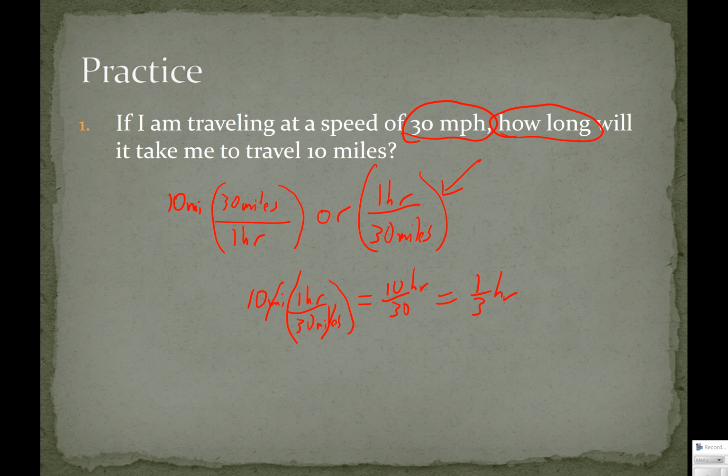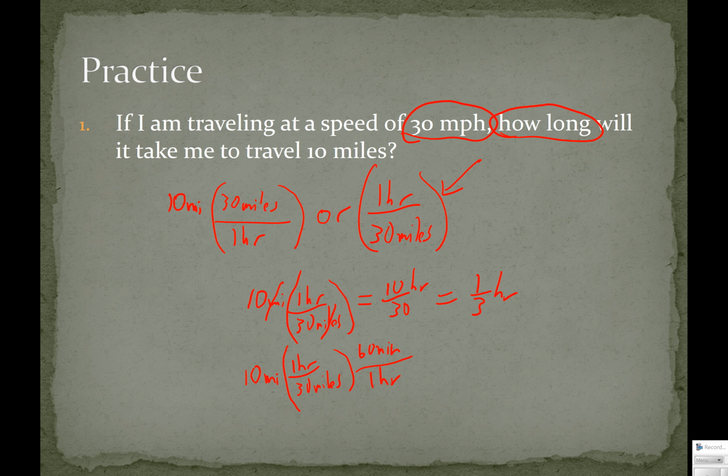So if I wanted to figure out what 1/3 hour was, I'm going to show you how we can use dimensional analysis to evaluate this further. To travel 10 miles at 1 hour every 30 miles, if I asked you how many minutes that was, instead of 1/3 hour, we could say, well, there are 60 minutes in 1 hour.